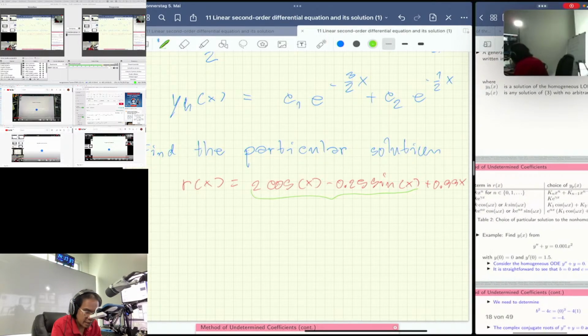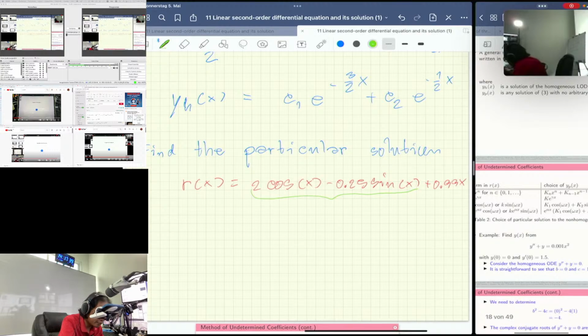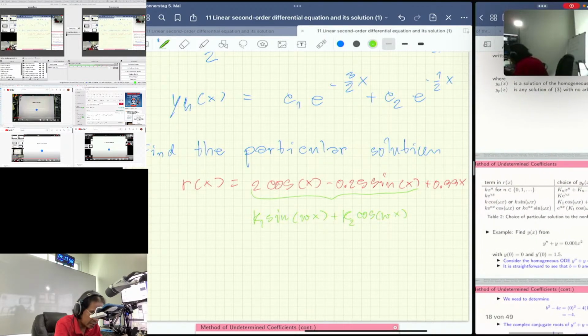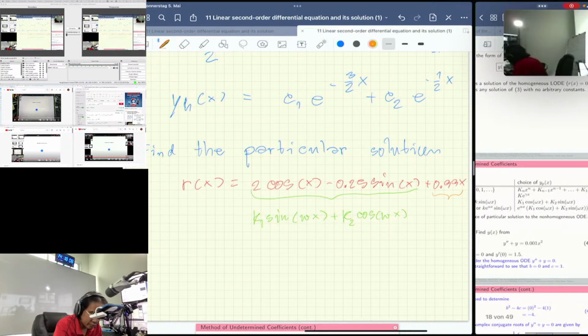k1 sine omega x plus k2 cosine omega x, right? And the constant term here, 0.99x, will be this one. We bring you to k1x.